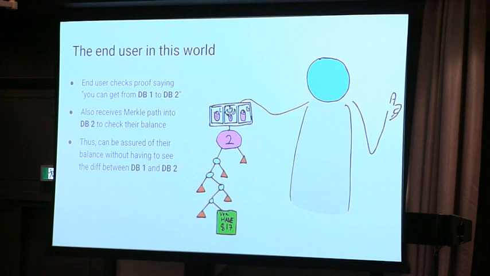And now they can check their balance. So what does it mean? It means that they can be assured of their balance without having to see the data diff between database 1 and database 2. They just need to know the Merkle root of database 2, and maybe they already knew that database 1 was valid. But what if they didn't know that database 1 was valid, right?